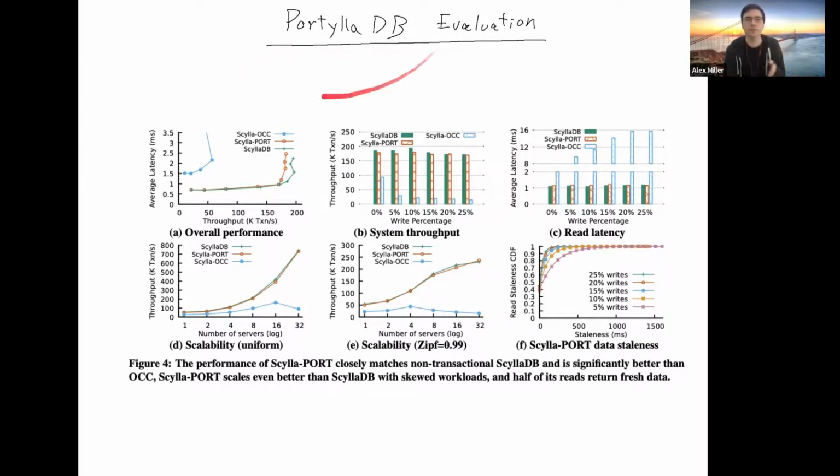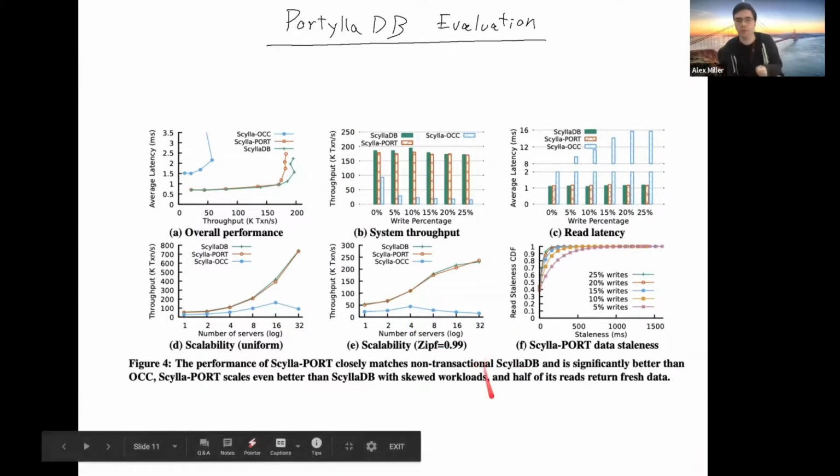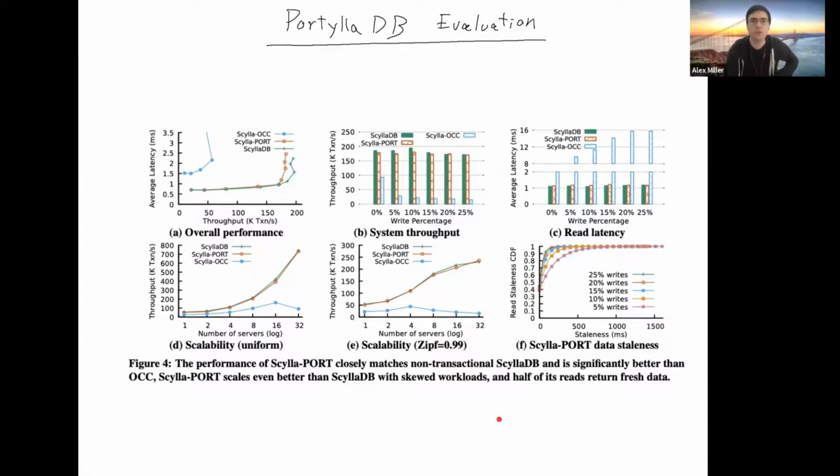So I call this Portella DB, which I think is the best wordplay that I have in this presentation. And overall, this looks quite good. You can see that when we compare the overheads of Scylla and Scylla Port, these numbers are all pretty close. I feel like they did exactly what they promised. They have a very low overhead addition on top of a base system that then provides them with read snapshots. And I'm sure we'll come back to this during the discussion section.